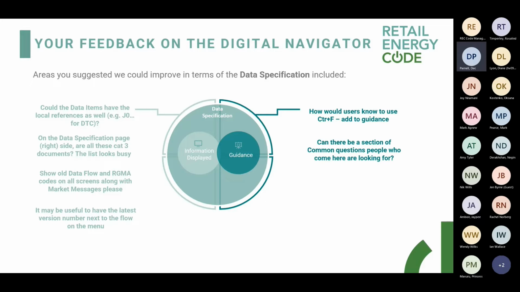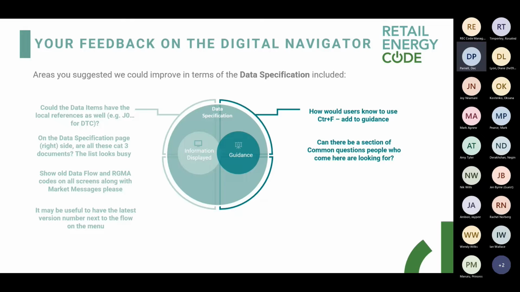And on the left-hand side, we've actually covered each of these points within the tool that we're going to show. The local references were a recurring theme across all of the different comments that we were getting. So this has been covered off on all the different pages, as well as showing the old RGMA codes, and the version numbers have also been added in.